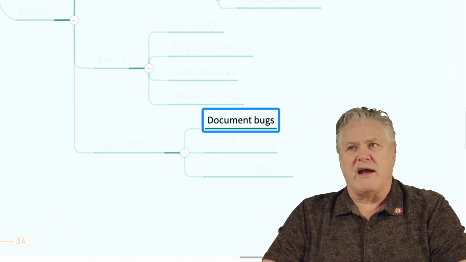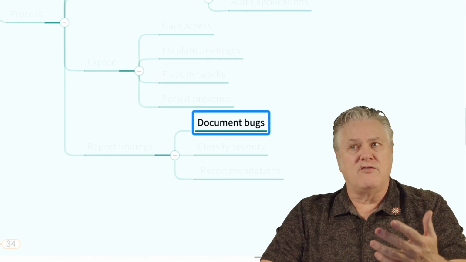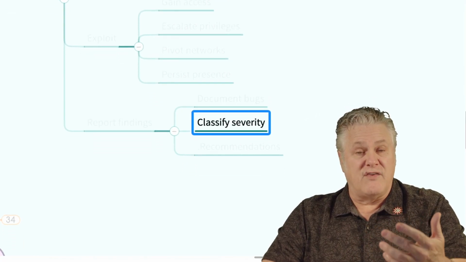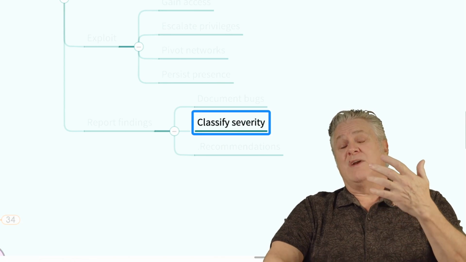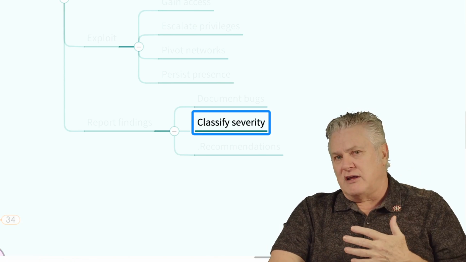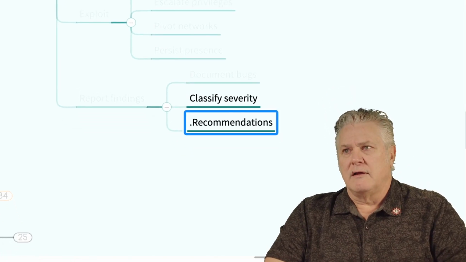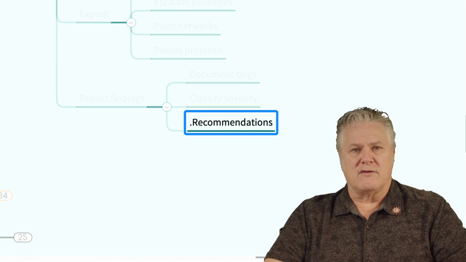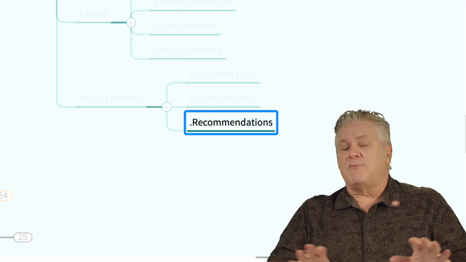When you report your findings, you document what bugs you found. You classify the severity of those things according to an external dispassionate view. And then you set your recommendations in place. Now remember, it's not our job to fix things.